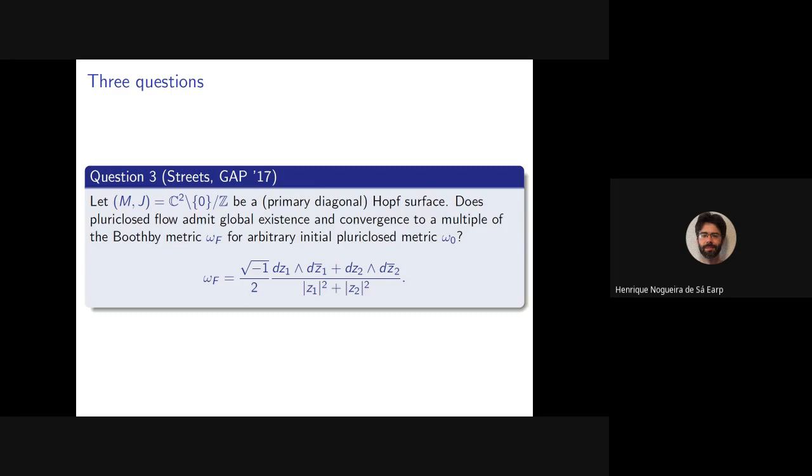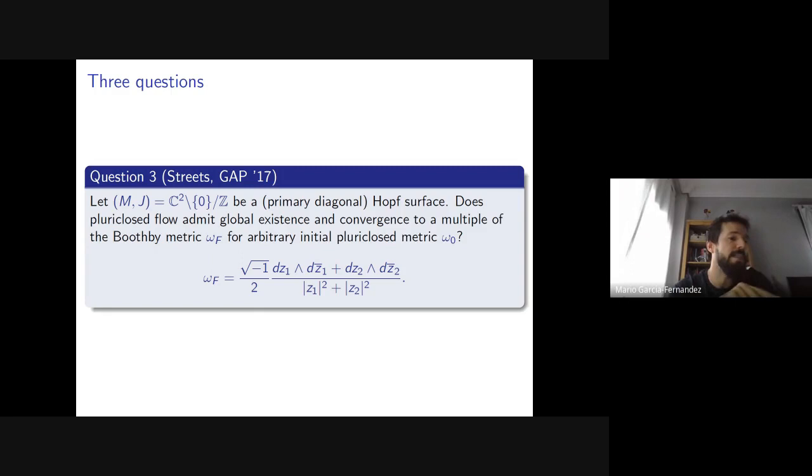What you expect is for each Aeppli class, there exists a unique point where the flow converges. Yeah. So in general, the pluriclosed flow, as it happens for the Kähler-Ricci flow, evolves the Aeppli class of the solution. But if the first Chern class is 0, then actually the Aeppli class remains fixed. So this expectation is because of cohomological reasons. Yeah.